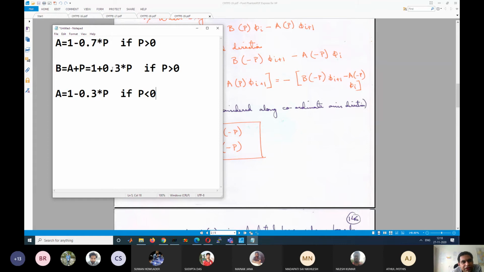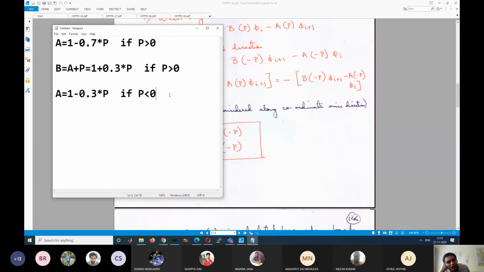So 1 plus 0.3 into minus p. In that case, I get 1 minus 0.3 p. So a will be equal to 1 minus 0.3 p if p is less than 0. Is it clear to everyone? Yes, sir. Okay, otherwise you try to think about it.